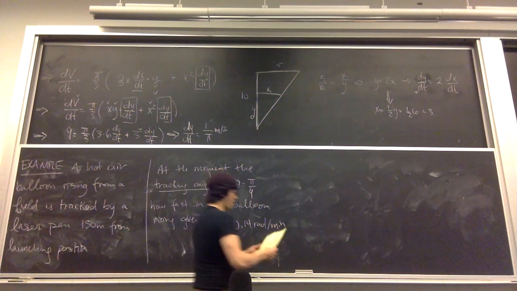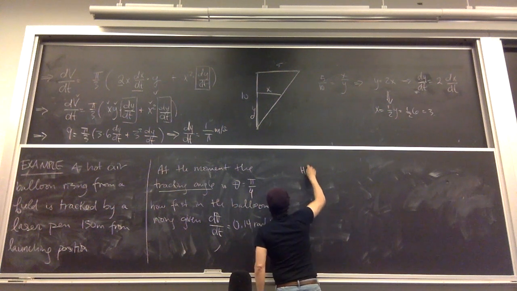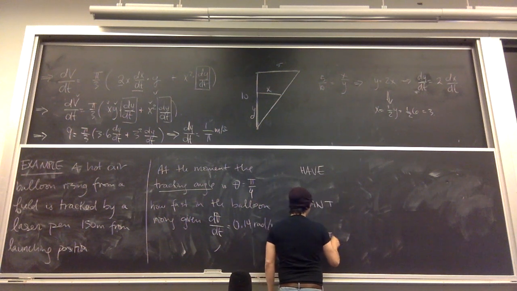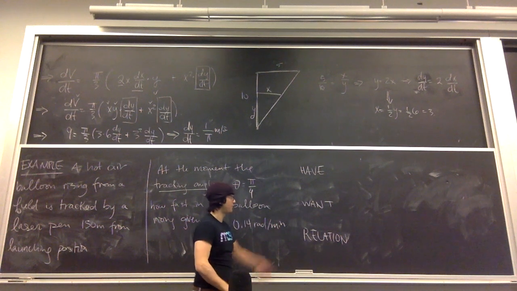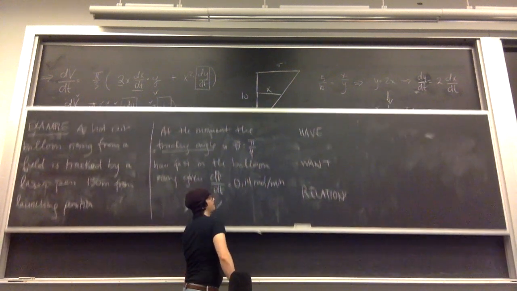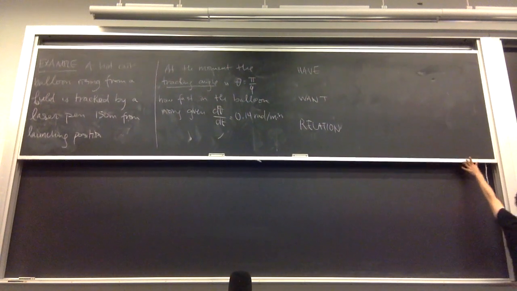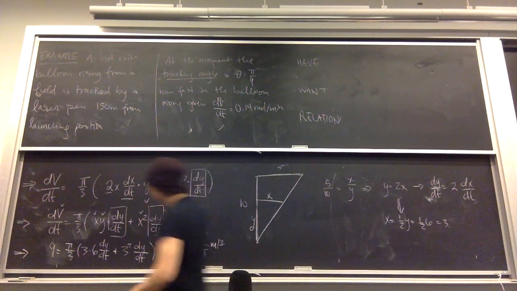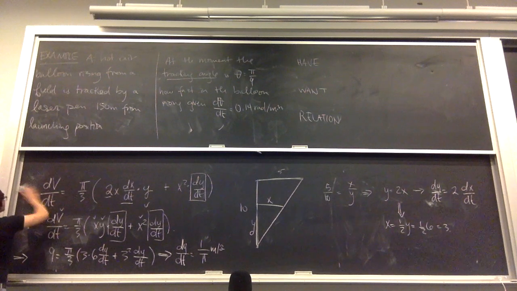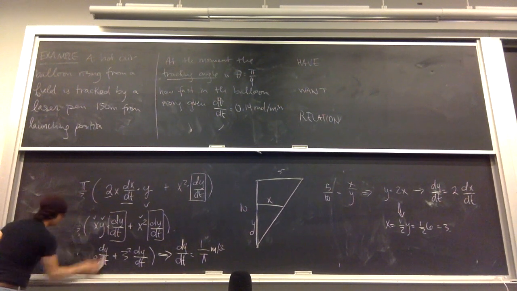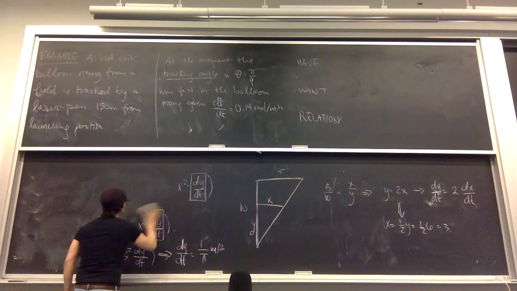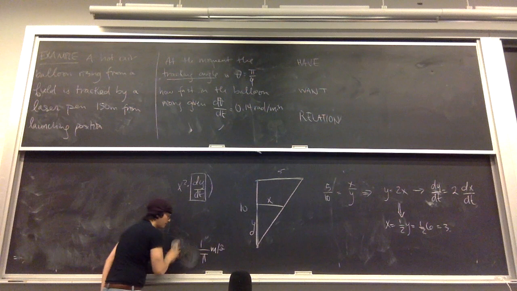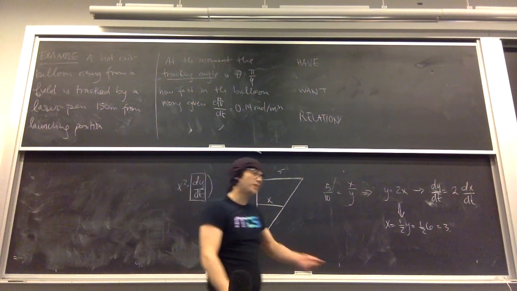Okay, so what do we want? We want to do this. Determine your haves, determine your wants, and if you can do it, determine the relation. And I want you to draw a picture. So step one, draw a picture. Step two, determine your haves and your wants. Always. And then determine the have-want relation. Yeah, because the picture will help you with the relation.